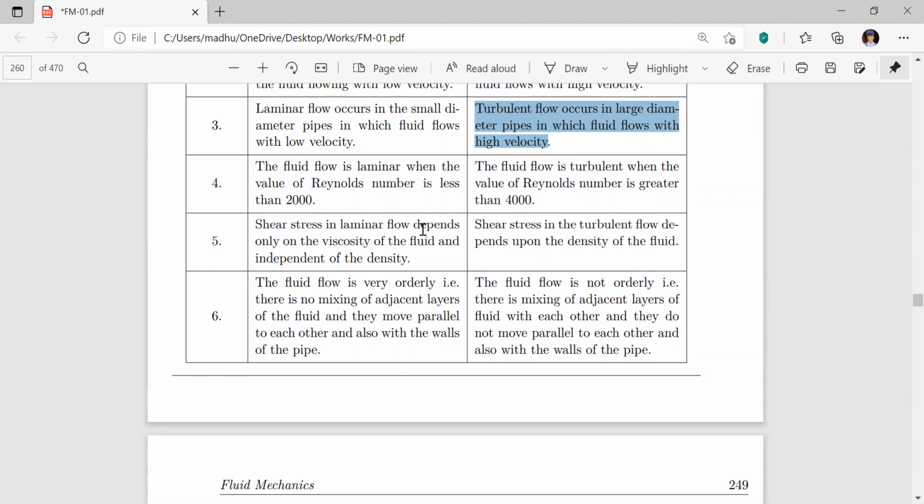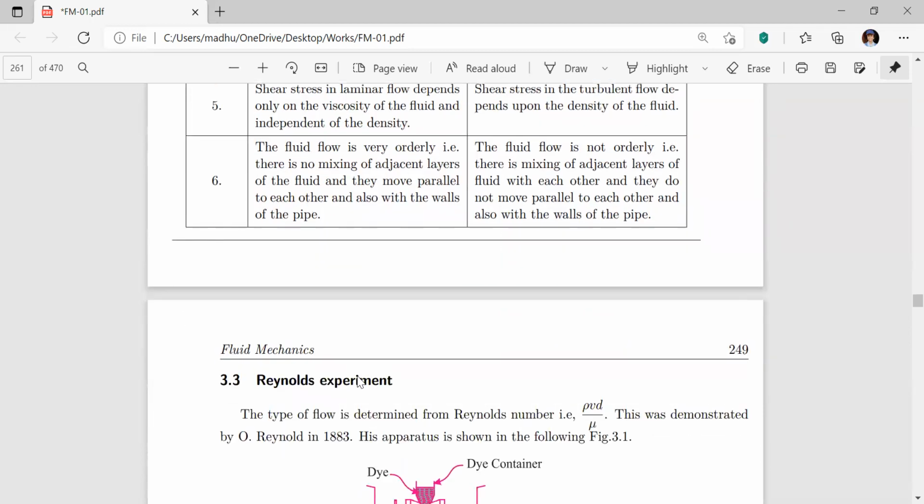Shear stress in a laminar flow depends only on the viscosity of the fluid and does not depend upon the density, whereas shear stress in the turbulent flow depends upon the density of the fluid. The last one: in laminar flow the fluid flow is very orderly. There is no mixing of adjacent layers of the fluid, and they move parallel to each other, also with the walls of the pipe.